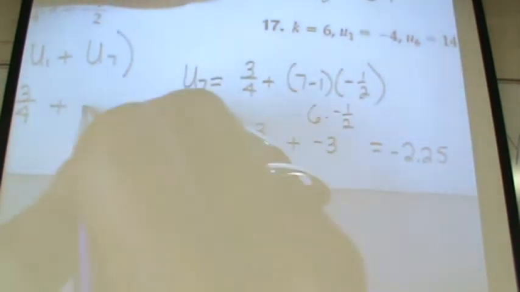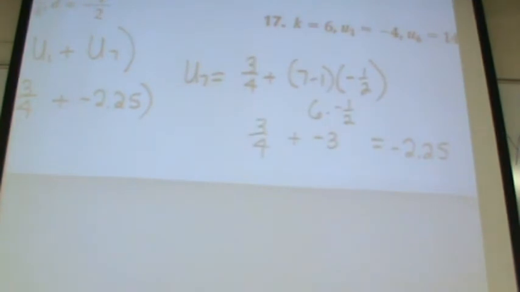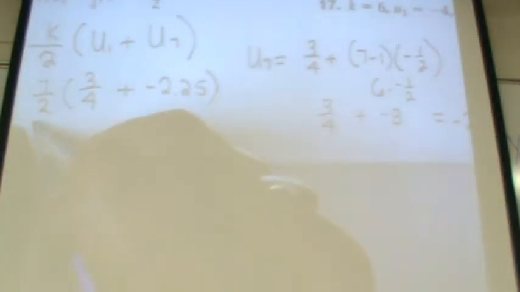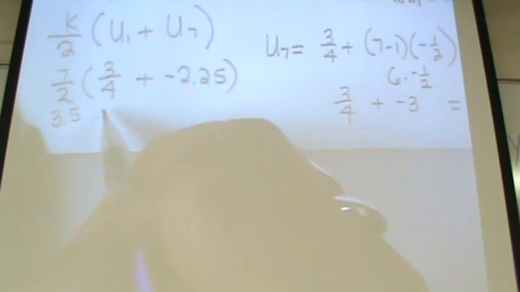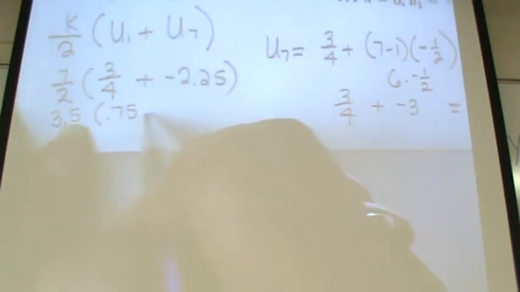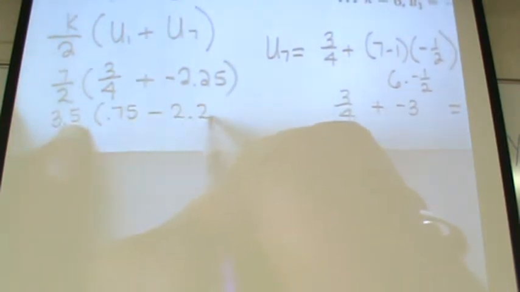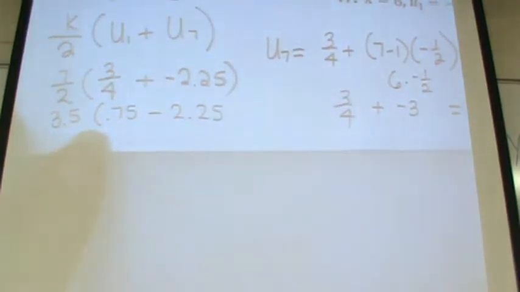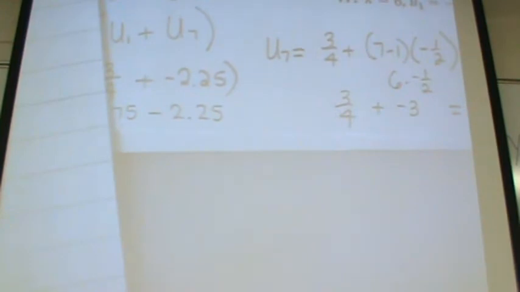So you're going to add these up. Now, if you want to convert, K over 2 is going to be 3.5, and 3/4 is 0.75 if you want to convert them, but you don't have to do that. So 0.75 minus 2.25, and then multiply that by 3.5, and you should get -5.25. That is the answer, negative 5.25.